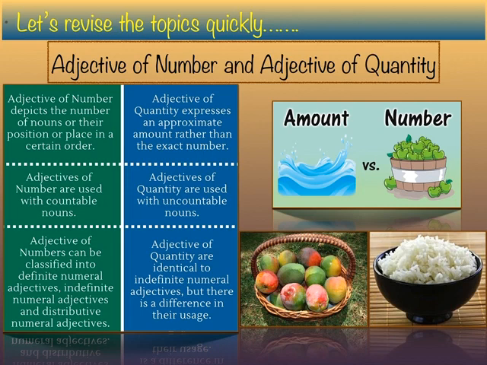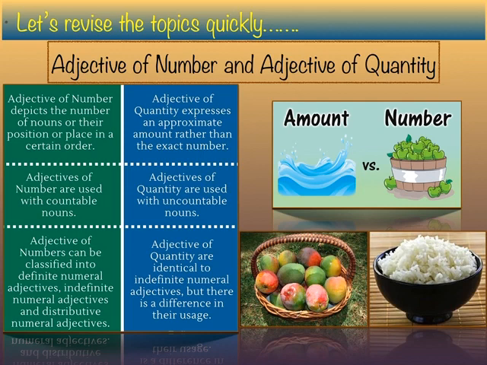And in the second image, it shows a bowl of rice. Here we can say there is some rice in the bowl. So as rice is uncountable, we have used the adjective some to describe it. And here some can be said as adjective of quantity because it is used for uncountable noun. So here the adjective some is used for both adjective of number and adjective of quantity, but make sure that you have to use adjective of number for countable nouns and adjective of quantity for uncountable nouns.